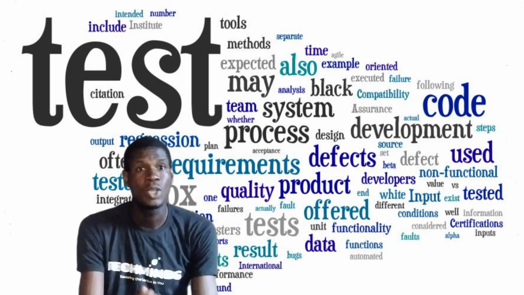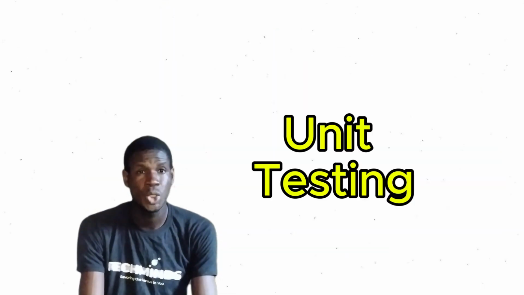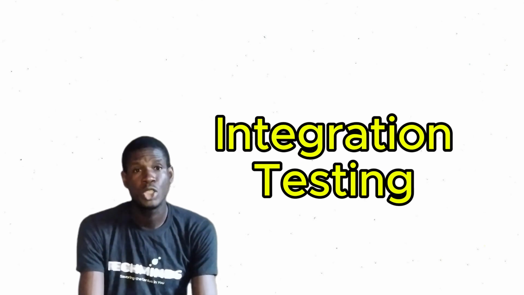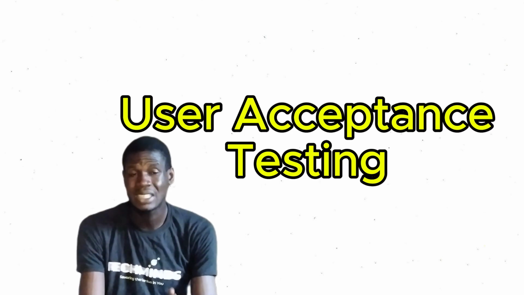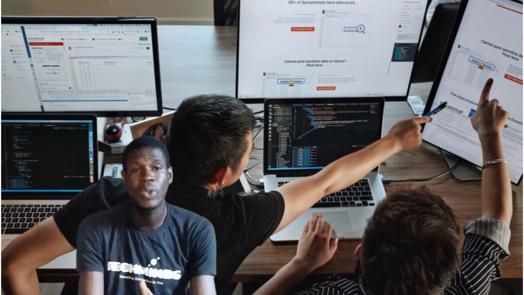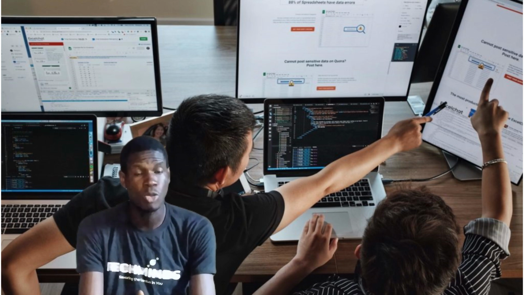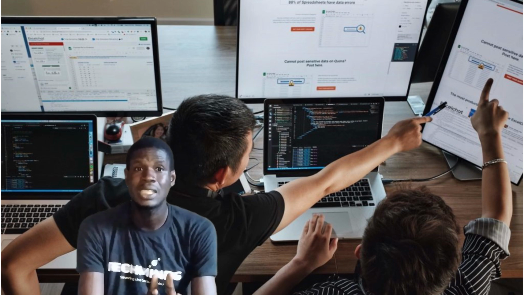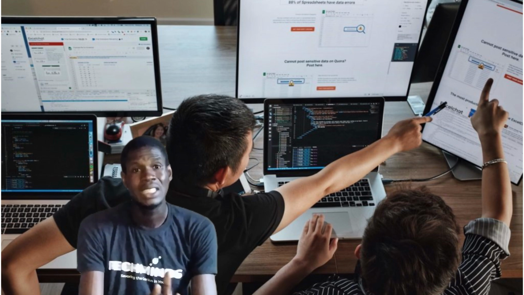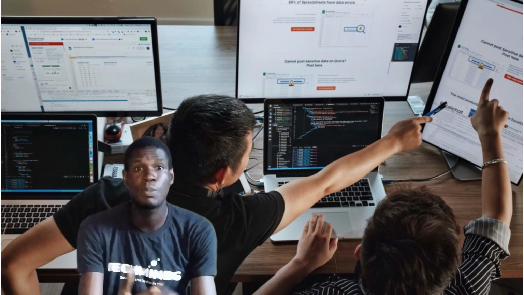So it goes through different forms of testing at this point. It does go through the unit testing. It goes through the integration testing. It goes through the user acceptance testing. So when the software has been tested through all these phases, and it's at the max approved, then comes the implementation or the deployment phase.